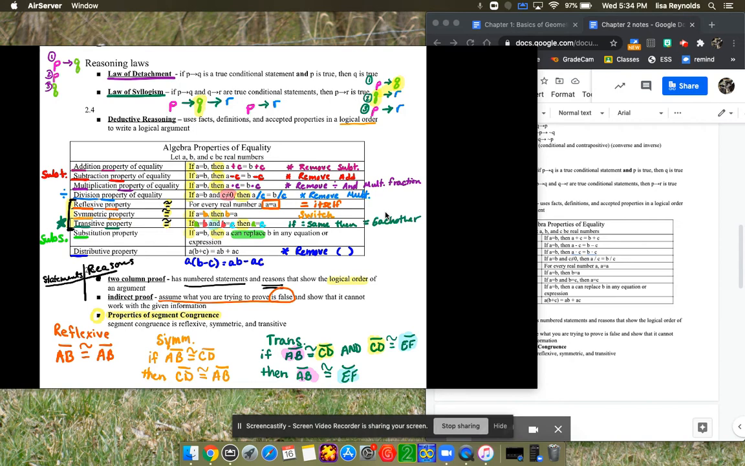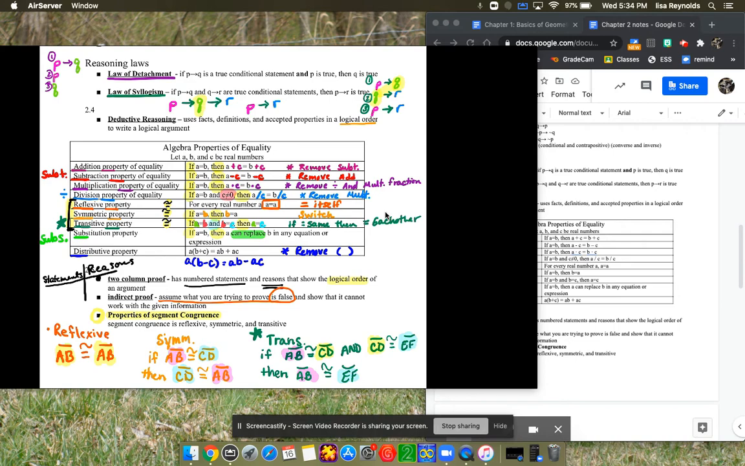So pay attention to our difference between these three. The reflexive property is simply saying the same thing is congruent to itself. In our symmetric property, we simply switch the location of our segment names. And our transitive property, you have to have two segments congruent to the same segment, and then you can get them congruent to each other. Of these three properties, the transitive property and the reflexive property are the two that we're going to see the most often.